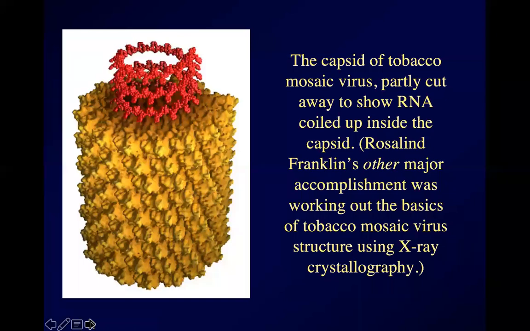What you're looking at here in yellow are capsid proteins of tobacco mosaic virus. And when they fit together, they make a cylinder. Inside the cylinder, you have nucleic acid. In this case, it happens to be RNA. It's shown in red, and it forms a coil that fits inside the capsid. So the capsid here has been partly cut away to show you how the RNA fits inside.